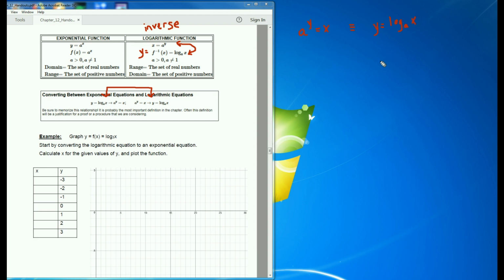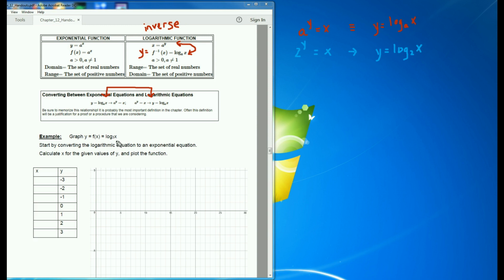Okay? Just like that. And again, that's exactly what we had before. When we found our inverse initially, we had x equals 2 to the y, but then we wanted to solve for y equals stuff. So we transformed that equation into one that said y equals log base 2 of x.